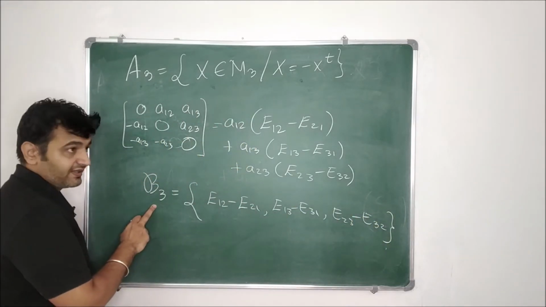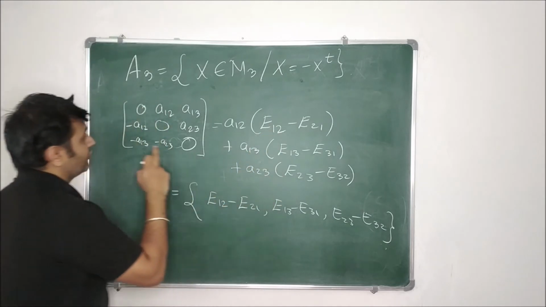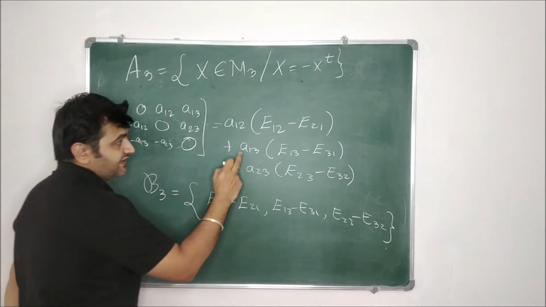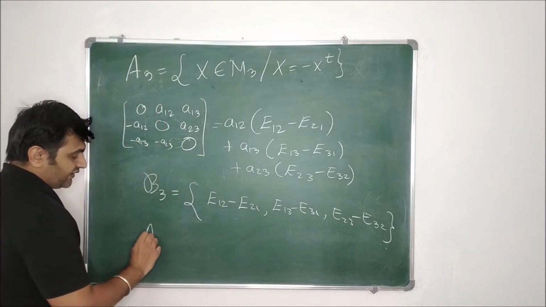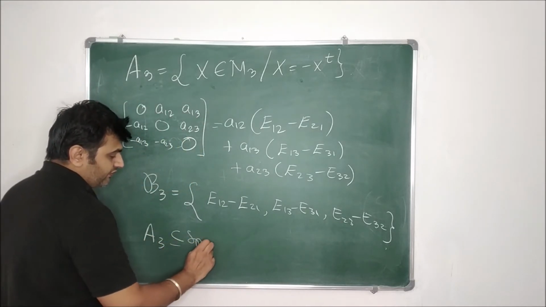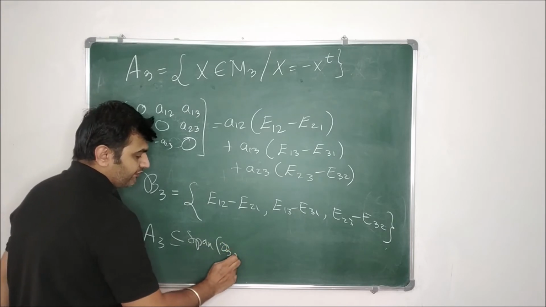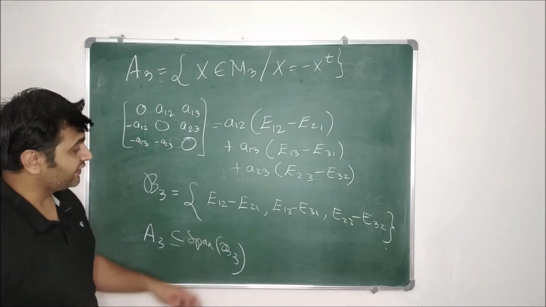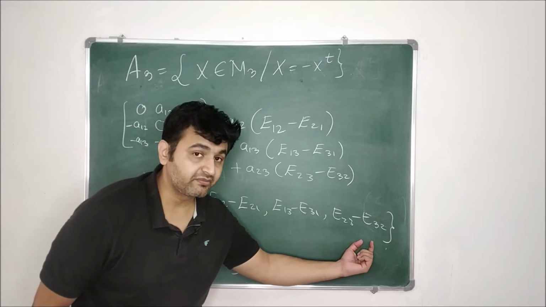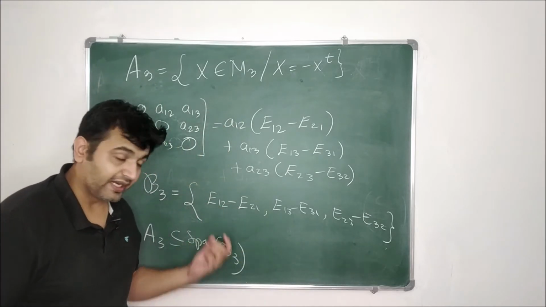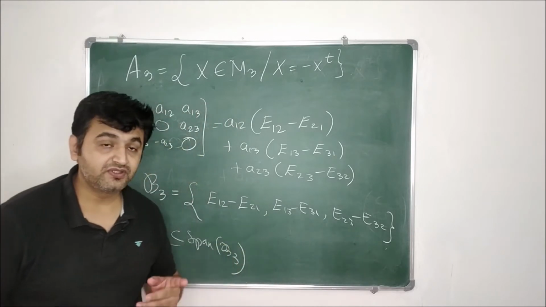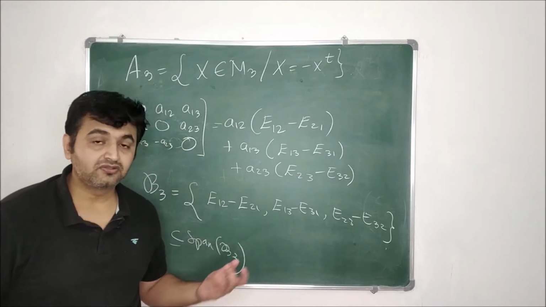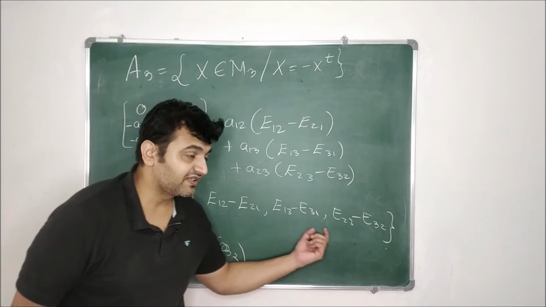Okay, so this is my B3 now. Then you can see that any skew symmetric matrix is a linear combination of these three matrices. So therefore A3 is a subspace of span of B3, and clearly each of them is a skew symmetric matrix. If you are not sure, write down this matrix and this matrix, and if you observe, this will be equal to minus of its transpose.